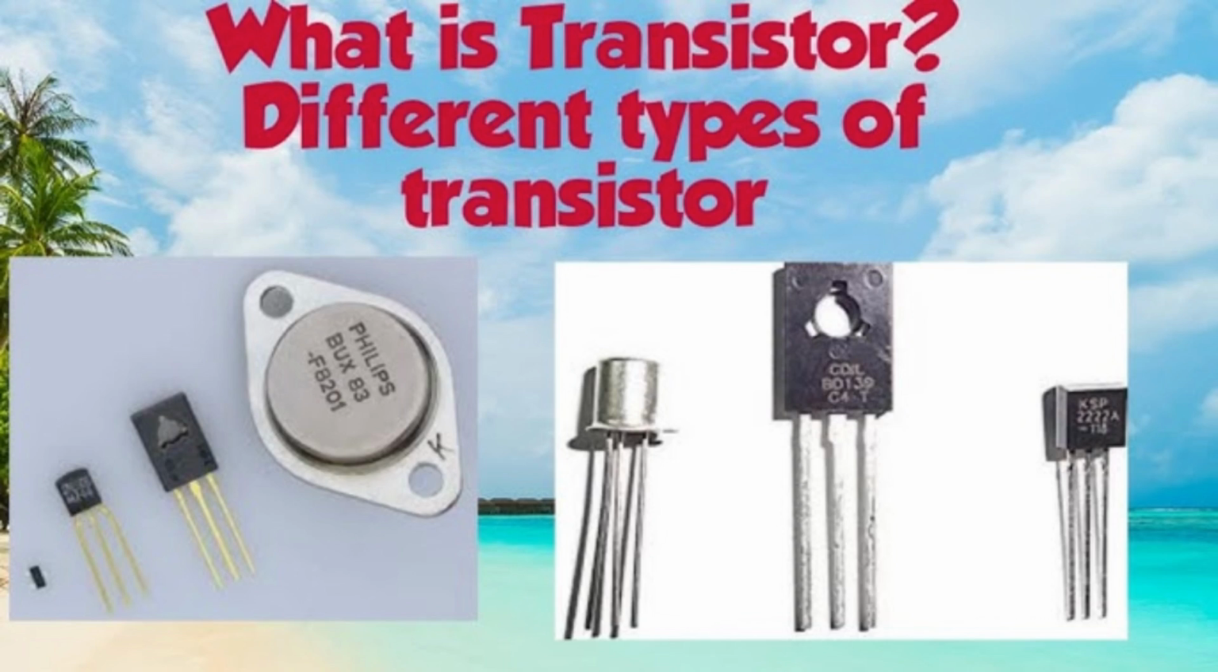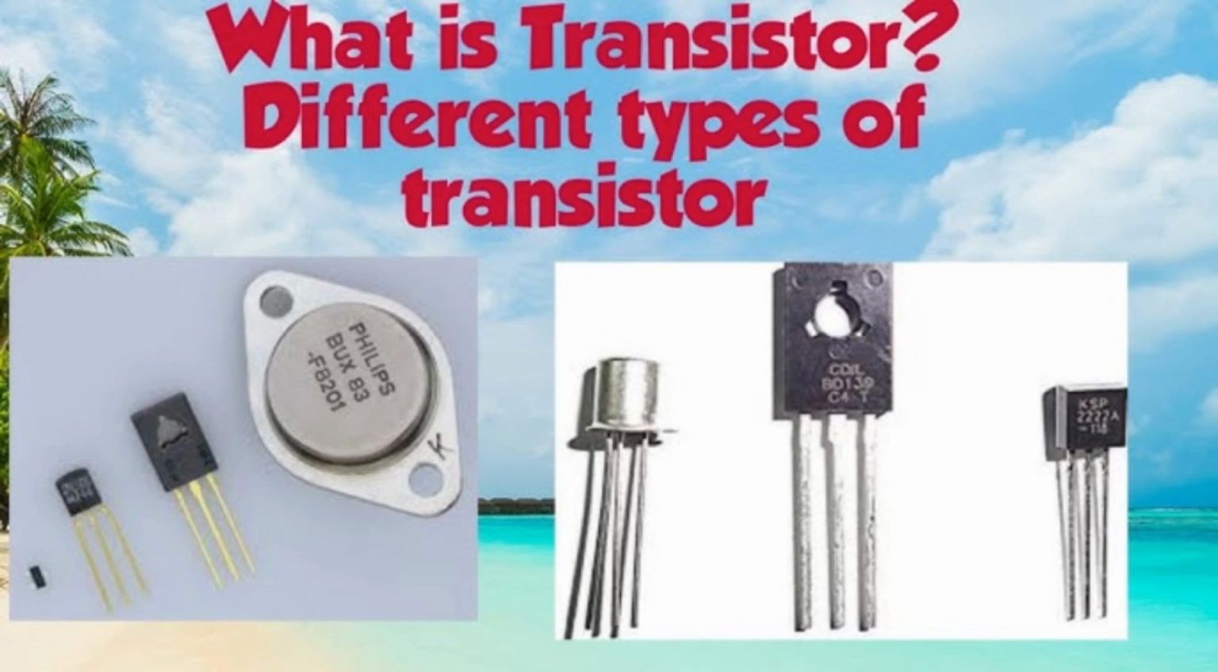Cutoff mode, OFF state. Both BE and BC junctions are reverse biased. No current flows, I_C is almost equal to 0. The BJT acts as an open switch. Used in digital circuits, logic gates, microcontrollers, etc.